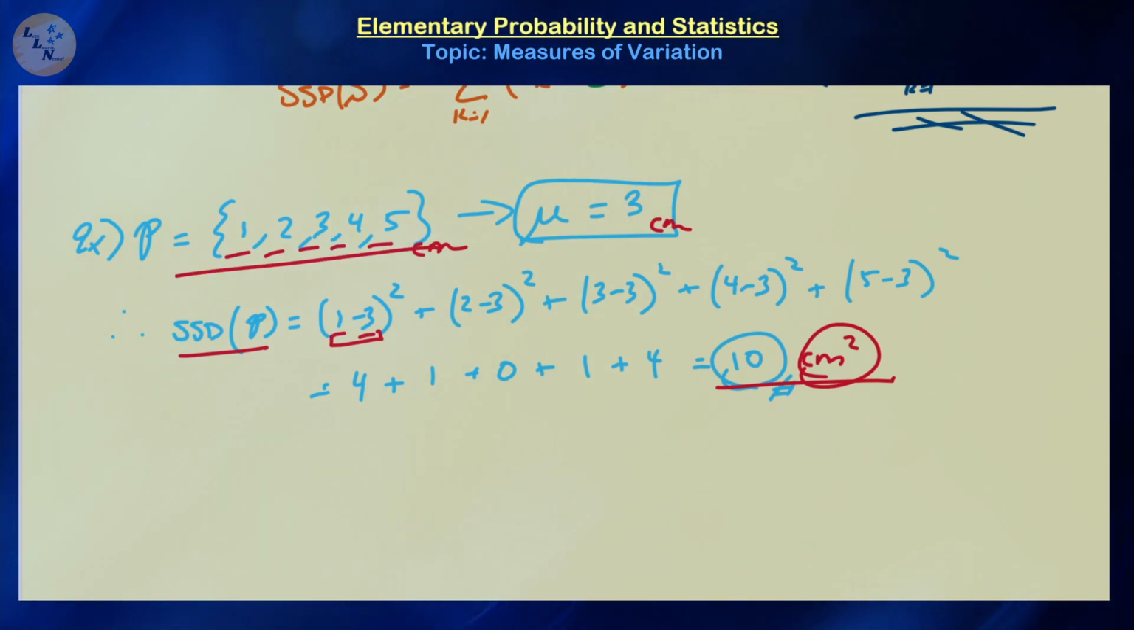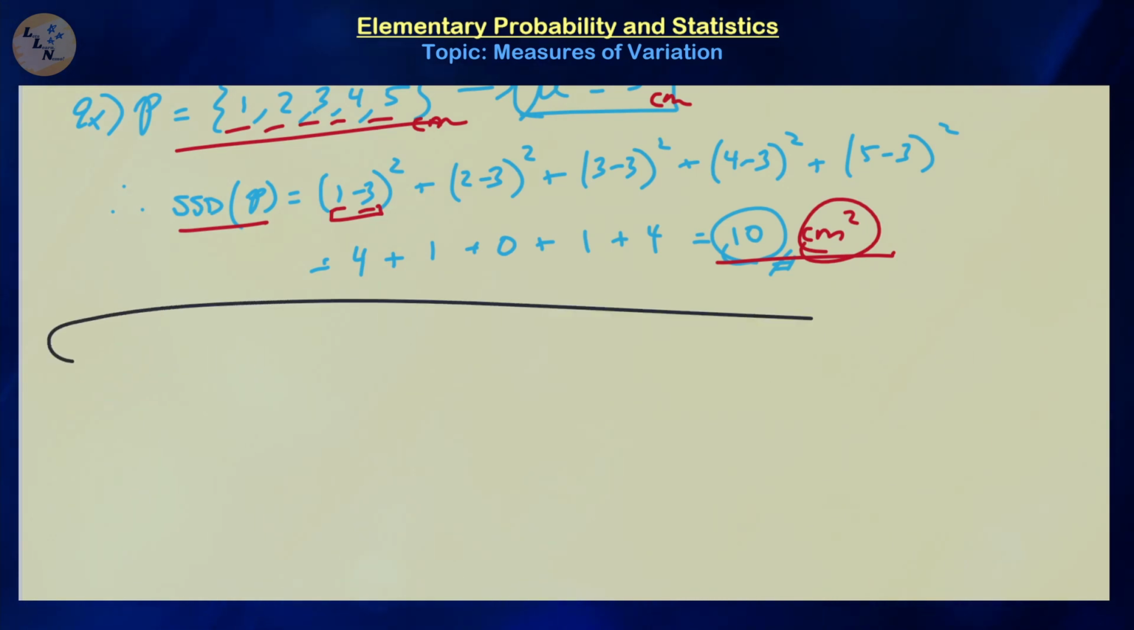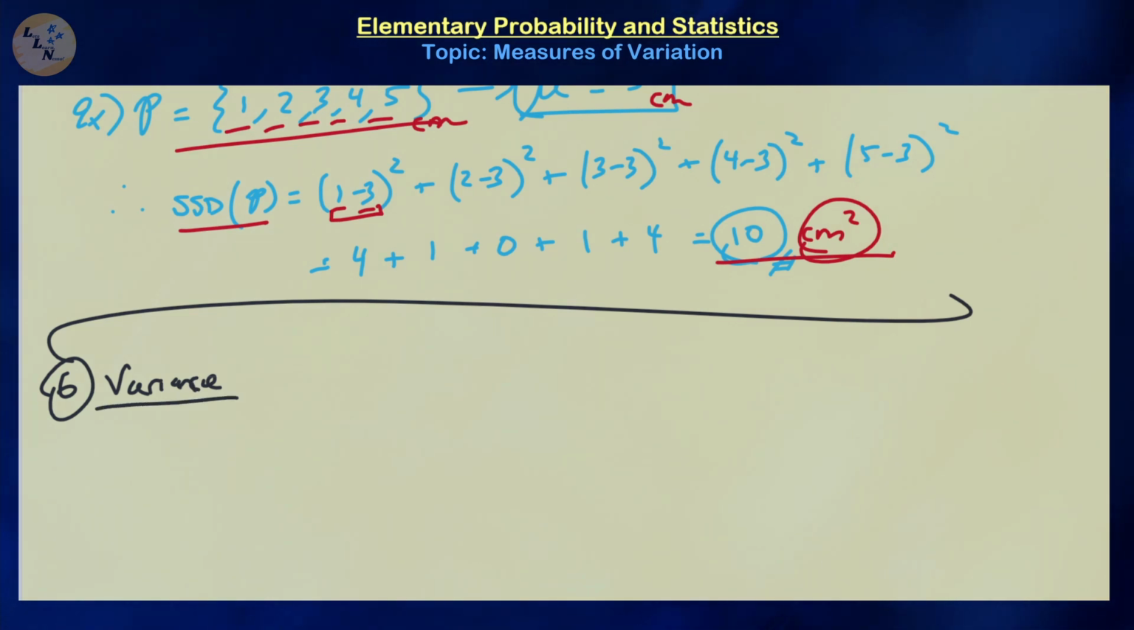So what we can do is we can make it smaller by dividing by n or something, and then take the square root of that number, and now we're back in the unit that we used to be in. And that's what the next few measures of central tendency take into consideration. So the next is going to be the variance. So the variance is pretty chill.